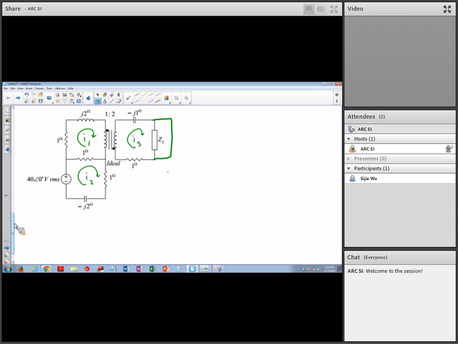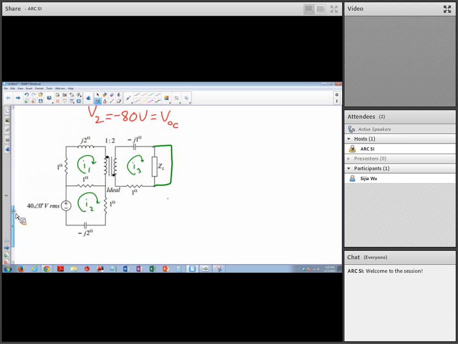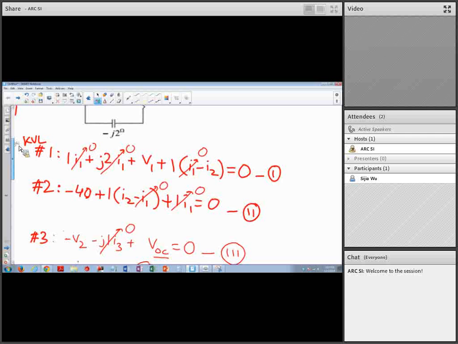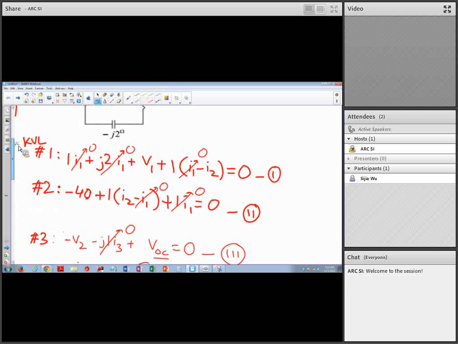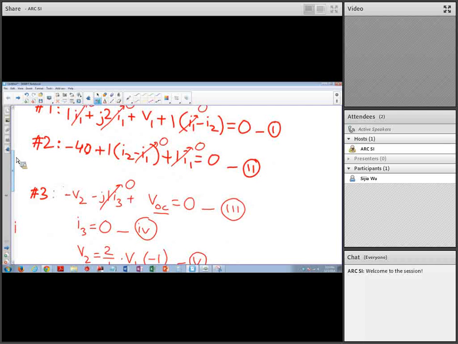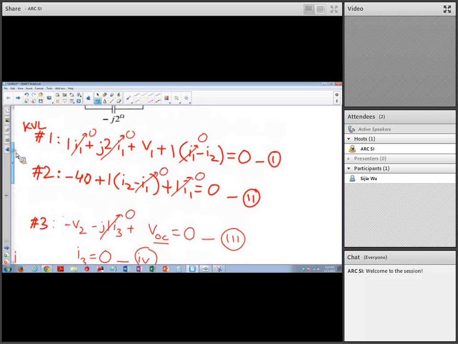Equations for I1 and I2 will remain the same. Is there any changes there? Carry over these two equations. This one. That one.